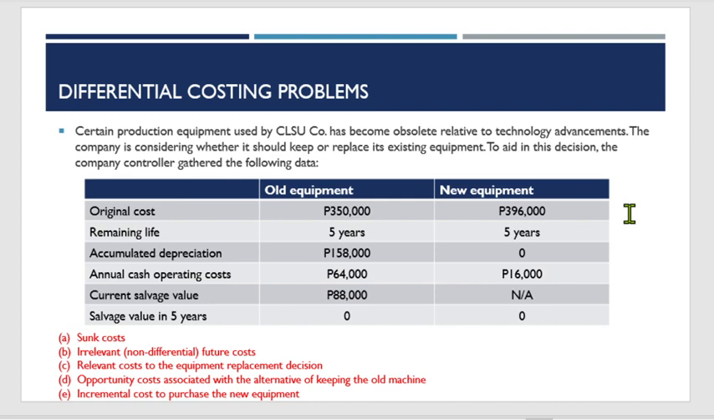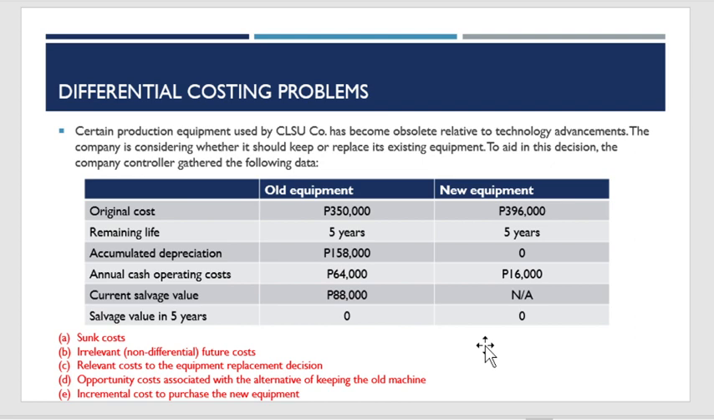Okay, letter E, incremental cost of the new equipment to purchase the new equipment. Magkano yung incremental cost to purchase the new equipment? Magkano mo siya bibilhin? 396,000. Magkano yung pagbibentahan mo ng salvage value ng old equipment? 88,000.